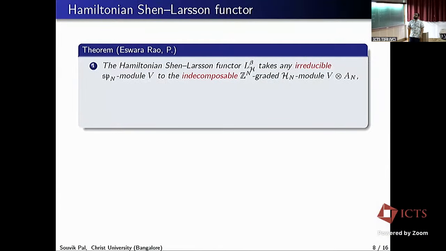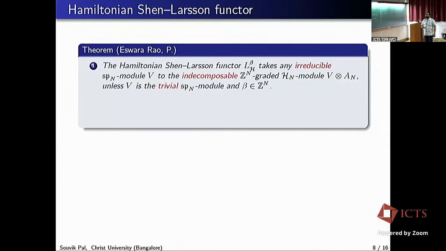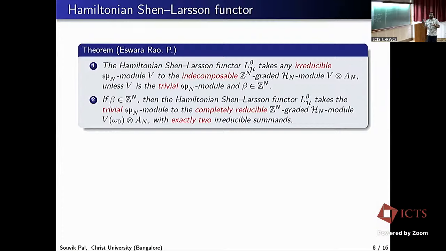So what we got is that the Shen-Larsson functor takes any irreducible SPN module to an indecomposable Zn module. This is indecomposable unless, as I showed you, V is trivial and beta is in Zn. Unless this SPN module is a trivial representation and beta is in Zn, this is always an indecomposable module whenever we start with an irreducible module. And of course, if beta is in Zn, then corresponding to the trivial module it is completely reducible with exactly two irreducible summands, as I just showed in the previous slide. So we sort of understand this functor.